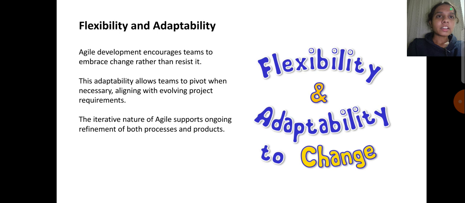And the next is flexibility and adaptability in agile practices of development. Agile development encourages teams to embrace change rather than resist it. This adaptability allows teams to pivot when necessary, aligning with evolving project requirements. The iterative nature of agile supports ongoing refinement of both processes and products. And you can see the picture of flexibility and adaptability, that is how to change in agile practices of development.